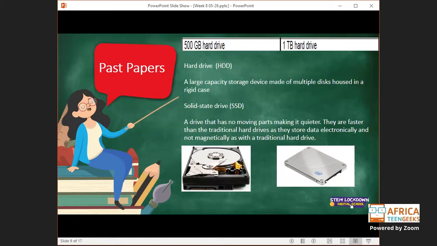SSDs store data electronically, whereas the original HDD stores data magnetically. It also takes a little bit longer to store than an SSD would. So on the right side, the SSD is a lot better than the HDD. At the top there, 500 gigabytes is the space available, and 1 terabyte is bigger than a gigabyte, a little bit more.